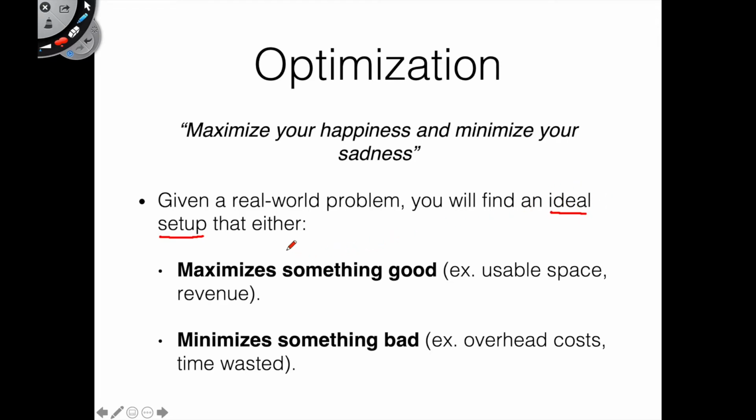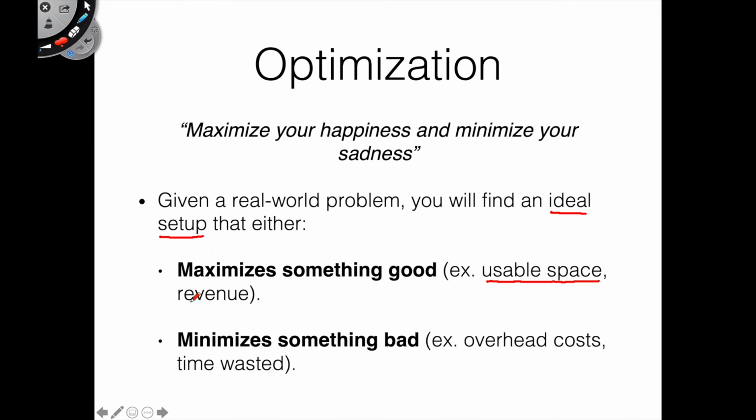In this case, in the past example, it was a set of dimensions, right? Or it could be a lot of different things that does one of two things. So we either want to maximize something good or minimize something bad. When I say maximize something good, like just now we maximized area, right? So we maximized some kind of usable space.